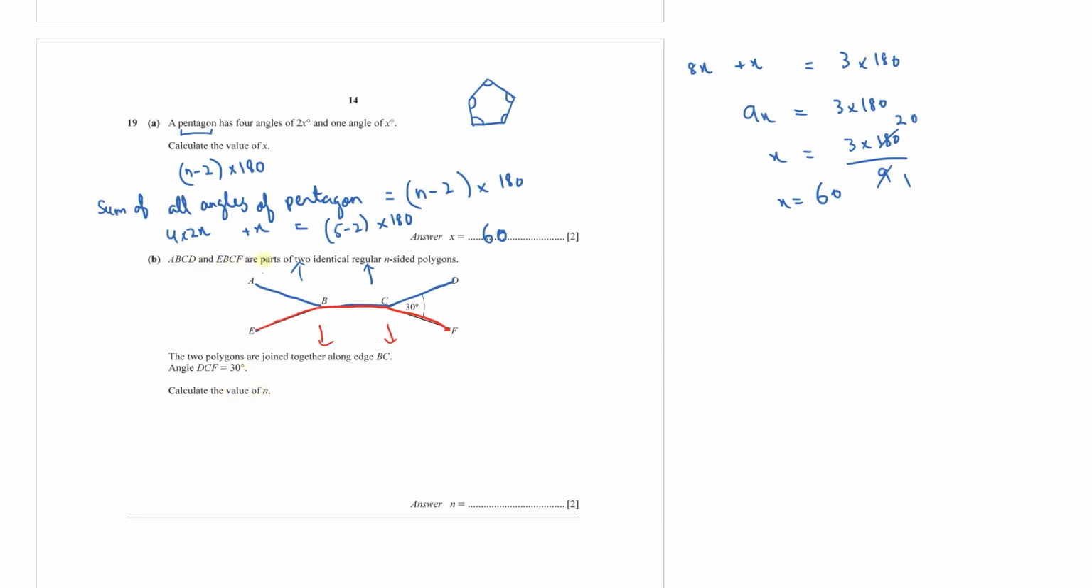So since these are identical regular n-sided polygons, that means each angle, so let's take the blue polygon ABCD. If this angle is x, then this angle would be x as well, because it's a regular polygon, which means all the angles of the polygon are equal. And since ABCD and EBCF are identical, the angles of this polygon in red are also x degrees, since it's also a regular polygon and identical to the blue one, right?